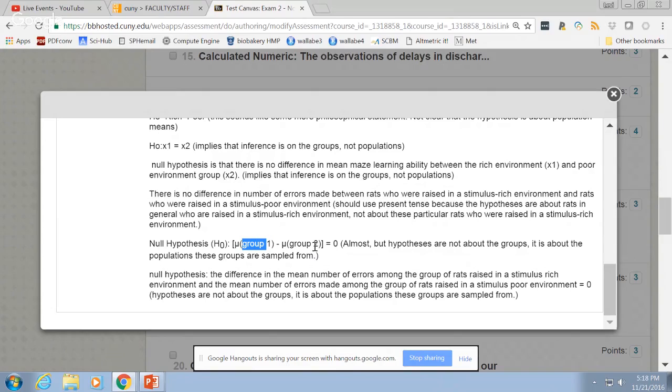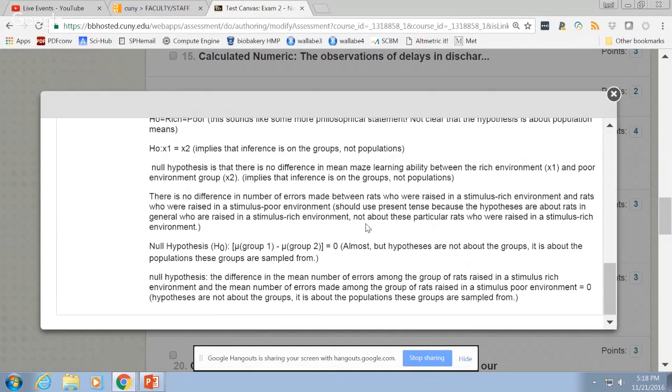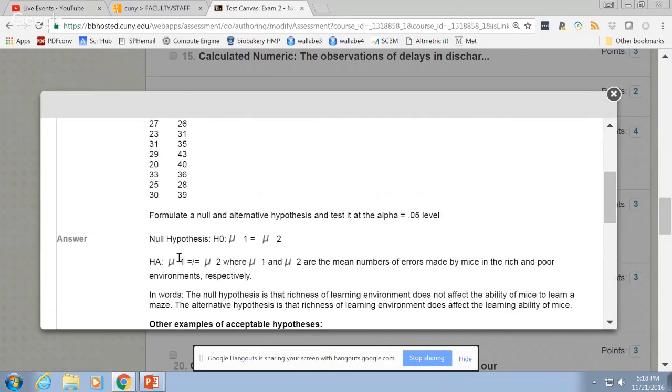I objected to the reference to these groups because it's talking about these two groups of mice. There's a bit of a disconnect here because mu is supposed to be about a population, but group 1 is our group of 10 rats. So that's why, if there was a subscript in here, you can write out mu or put the Greek letter mu, but just mu1, mu2.